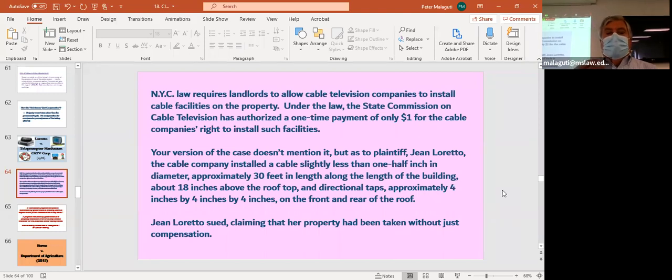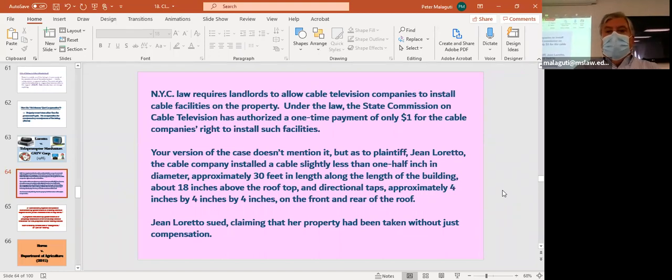And so Jean Loretto owns this building in New York City. It's not a huge building, but it's big enough, and she's got tenants in the building, and she doesn't want cable coming to her property. But the law says you have to have it. Now, look at the intrusion on her property.